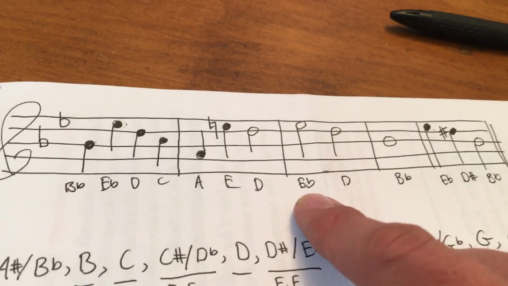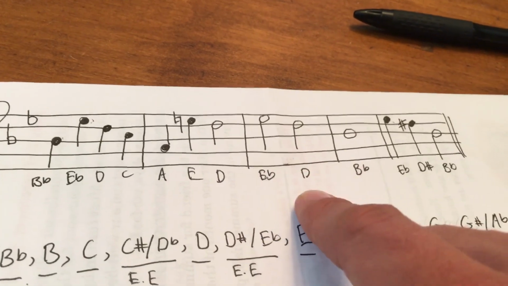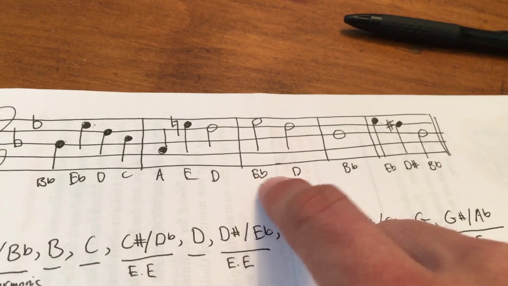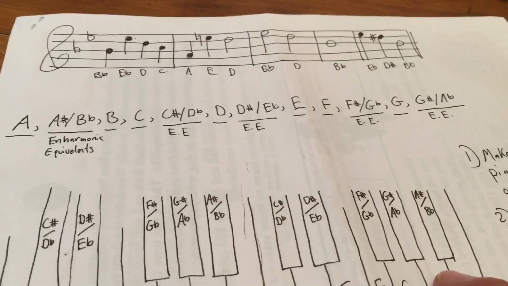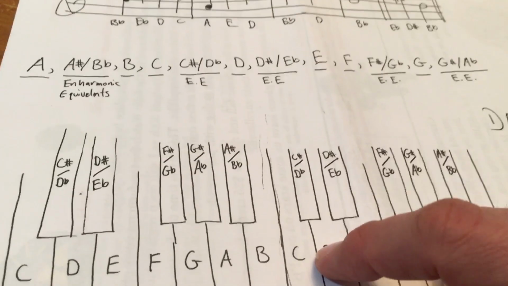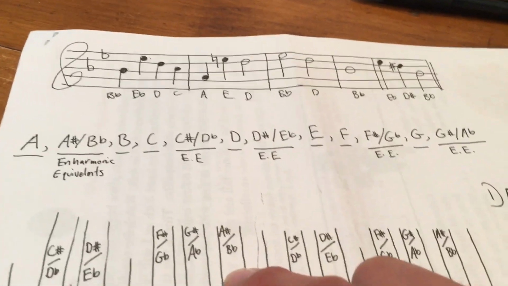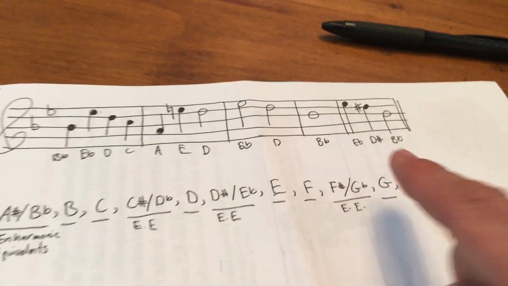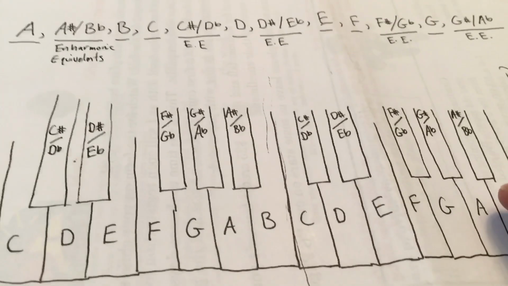Next part, guys, we would have E flat, D, and I'll even add this B flat. So E flat, D, B flat. And now that E flat's a higher one, so you're going to go E flat, D, B flat. And then the very end is E flat, D sharp, B flat. So E flat, D sharp, B flat.